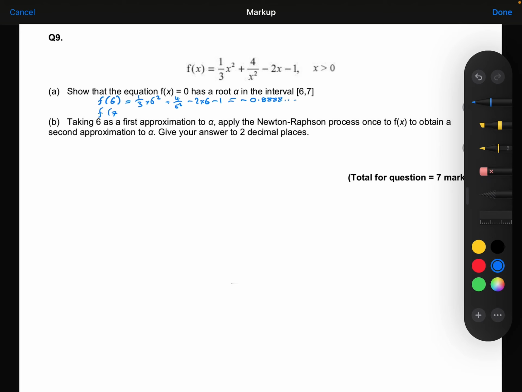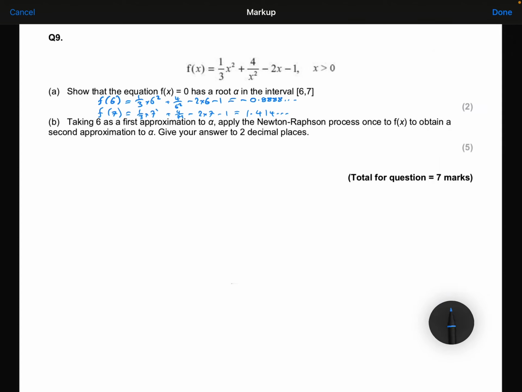I'm now going to substitute 7 into the function. So 1/3 times 7 squared plus 4 over 7 squared minus 2 times 7 minus 1, which gives 1.414, which is a positive number. So we have a sign change.